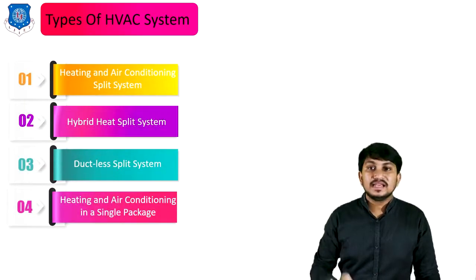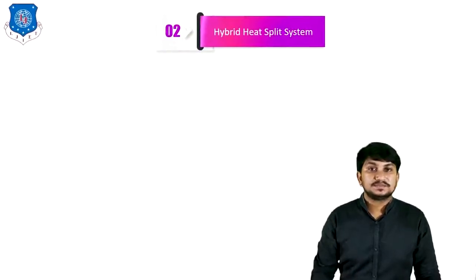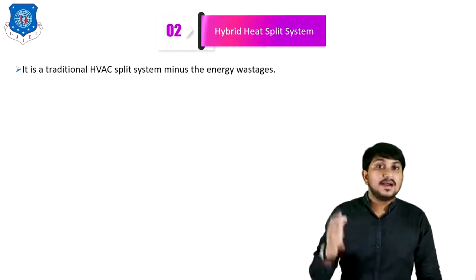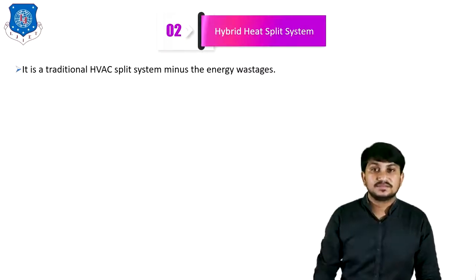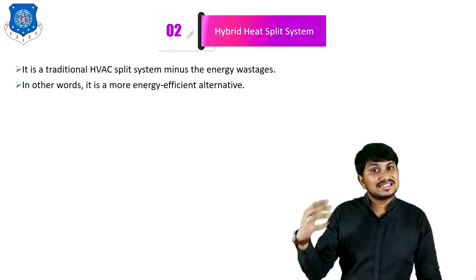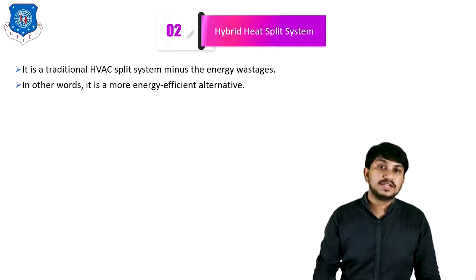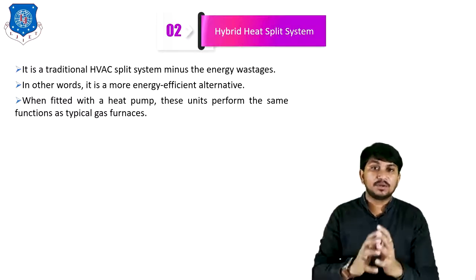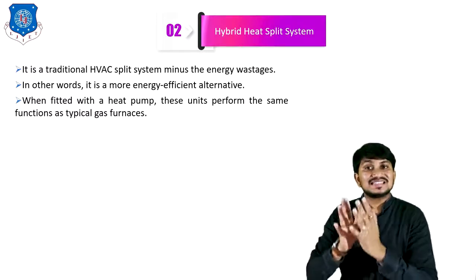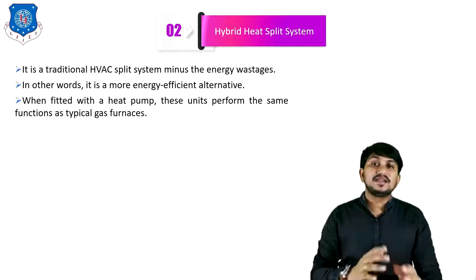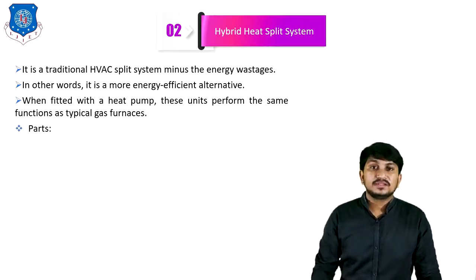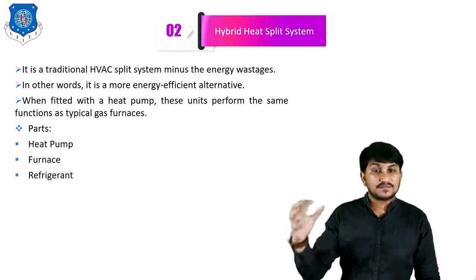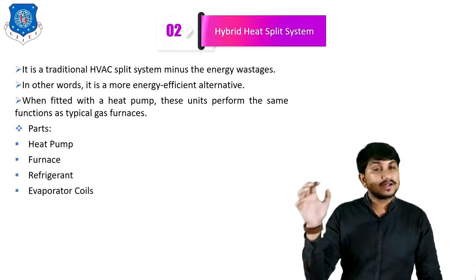Second system is hybrid heat split system. It is the traditional HVAC split system minus the energy wastage. In other words, it's a more energy efficient alternative. When this system is fitted with a heat pump, these units perform the same function as typical gas furnaces. The parts of this system are heat pump, furnaces, refrigerant, evaporator coils.